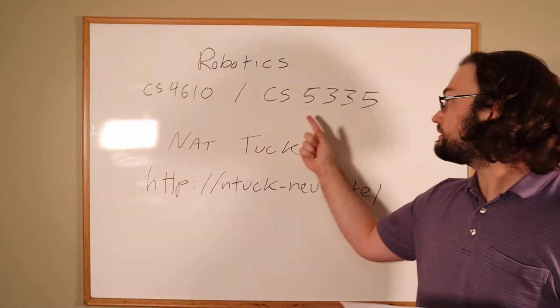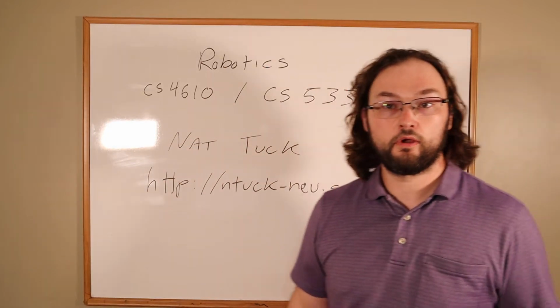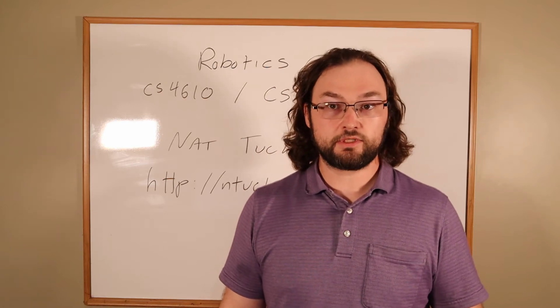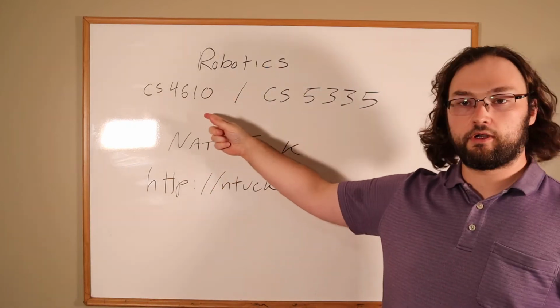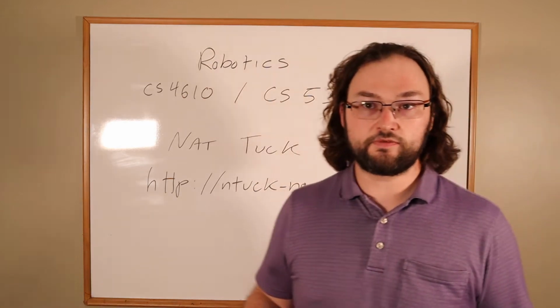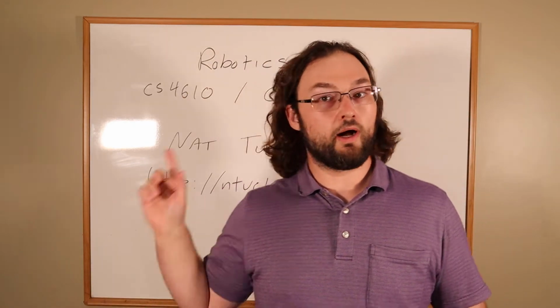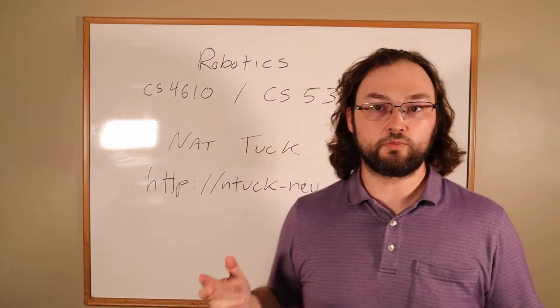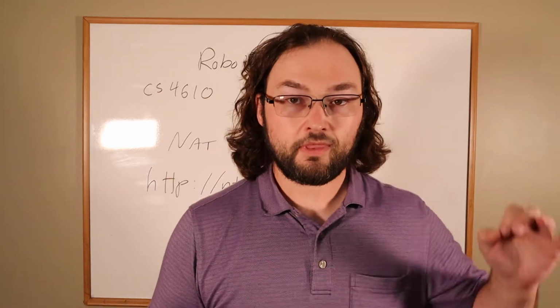This is cs4610 or cs5335, Robotic Science and Systems. It's cross-listed as both an undergrad and graduate course. There's a couple extra requirements on some assignments for graduate students, but otherwise it's one course with two different numbers.